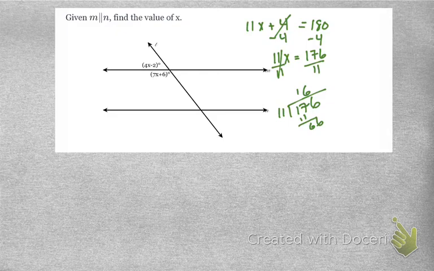Awkward. It does go in evenly. It goes 16 times. Why did I think it didn't? Don't know. So it goes 16 times, which makes me feel a whole lot better. It's not like decimals are bad things. X is equal to 16. And then my check step.